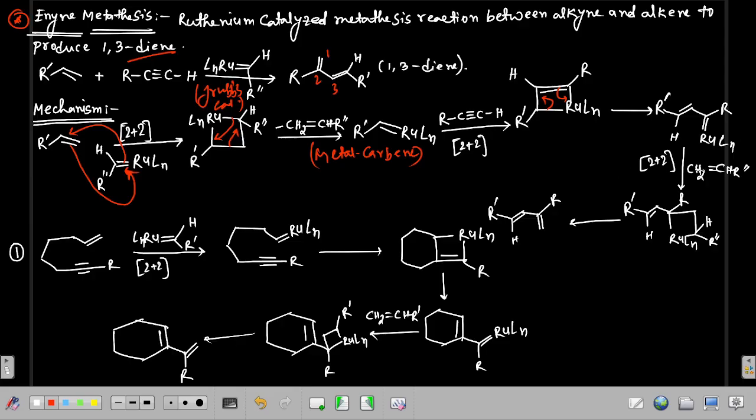And again, in the presence of CH2, we have this alkene in the system, that is CH2 double bond CHR''. It will undergo 2+2 cyclization to form this cyclobutane type of intermediate. Now it will undergo ring opening reaction again. So it will undergo ring opening to form this 1,3-diene.